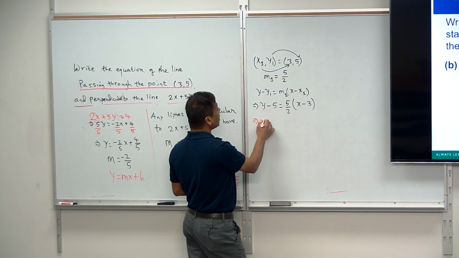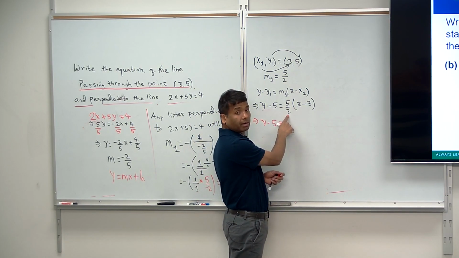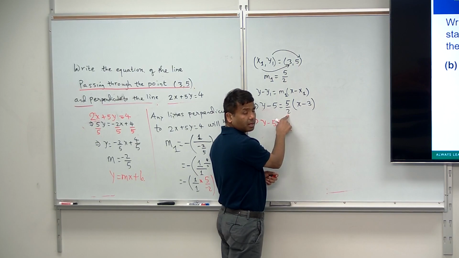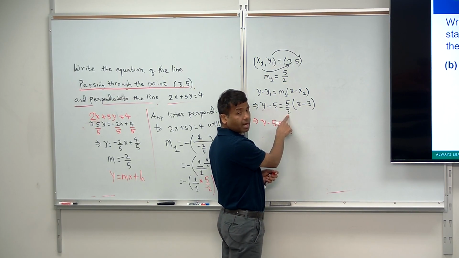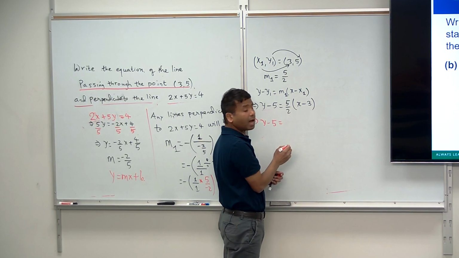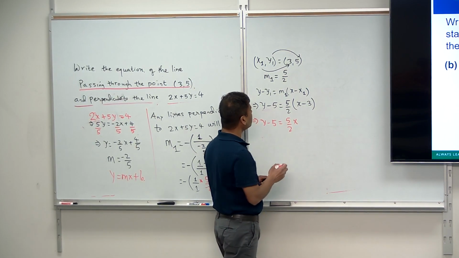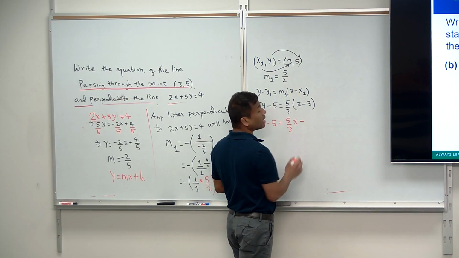So this is y minus 5 equal to, let's distribute this 5/2. We want to find it in slope-intercept form as well as standard form. So first, let us find it in slope-intercept form. You distribute this. What is 5/2 times x? Just 5/2 x, right? What is 5/2 times negative 3?